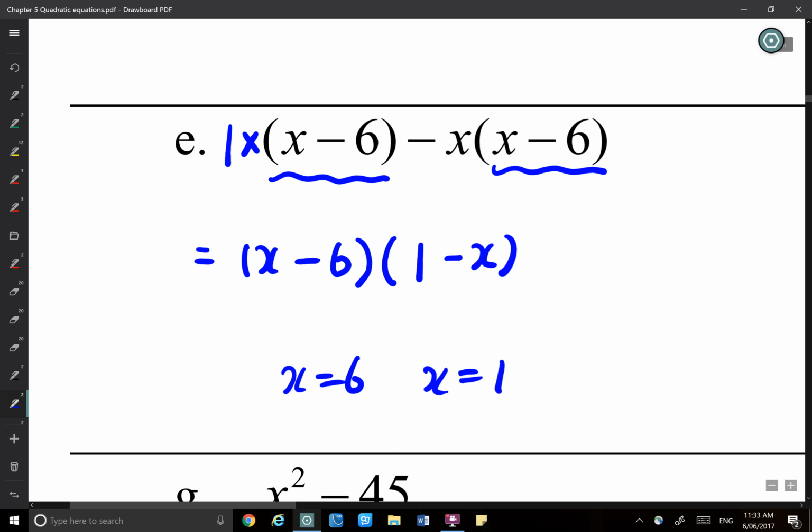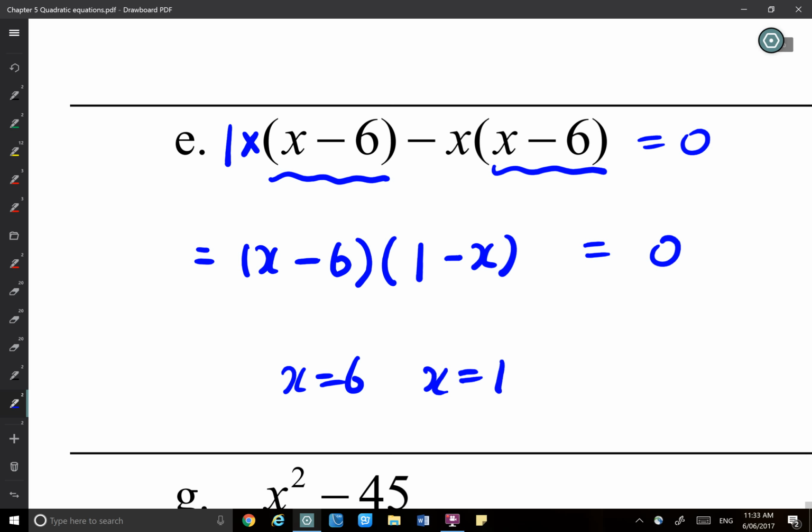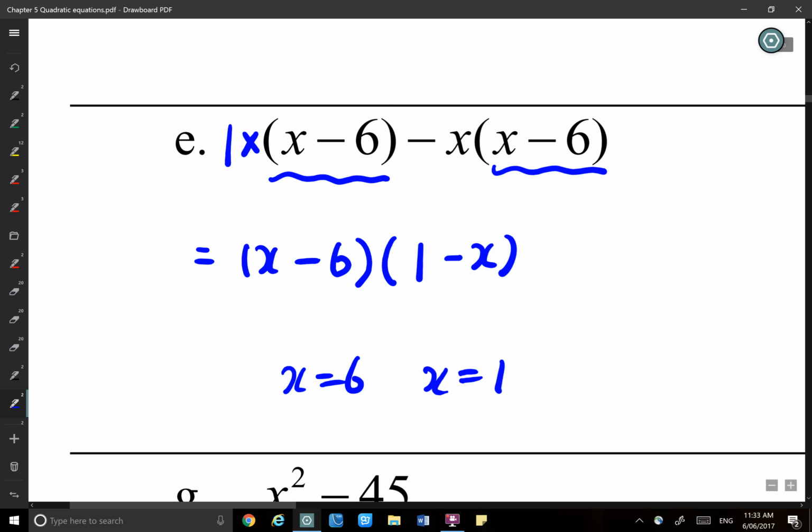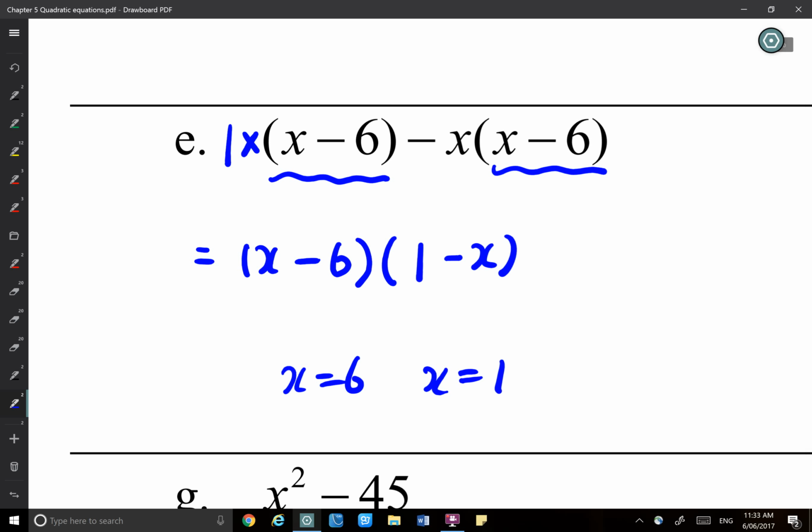Okay, they assume that is equal to 0. That is equal to 0, and I'm trying to solve. Make sure you understand solving and simplifying are not the same thing. Okay, they're not the same thing. Do not solve for me. Why? What are you solving for? Why x equals 6, x equals 1 in this case? It's not equal to anything.